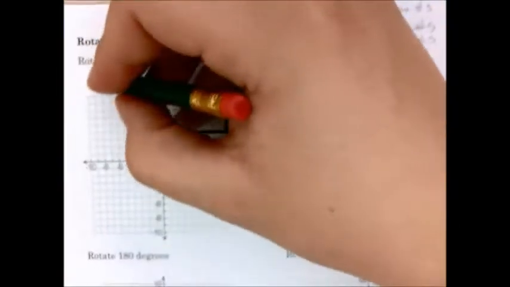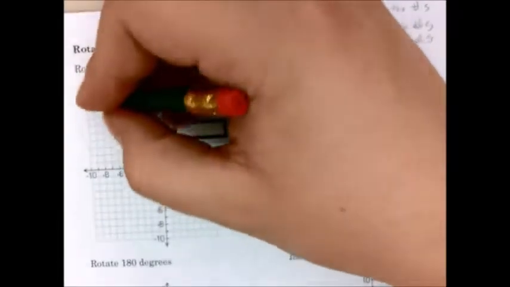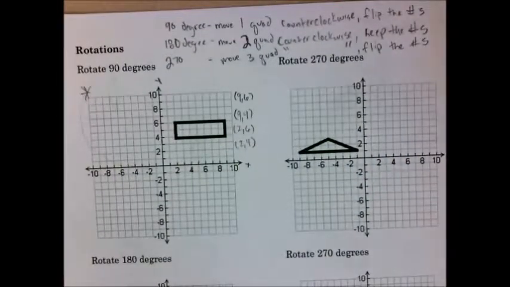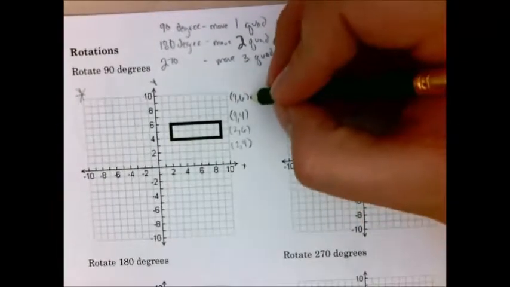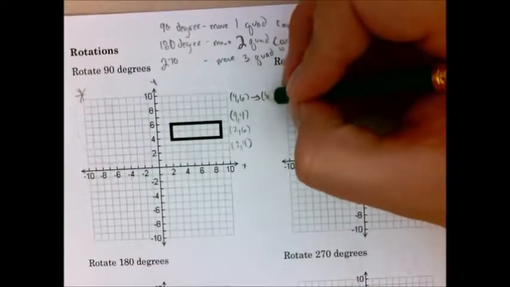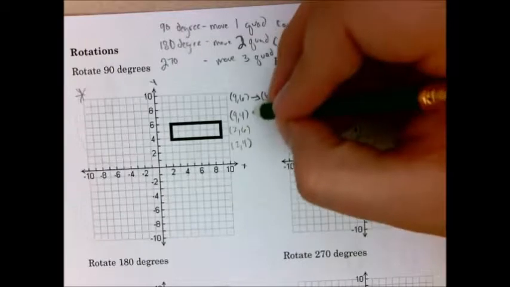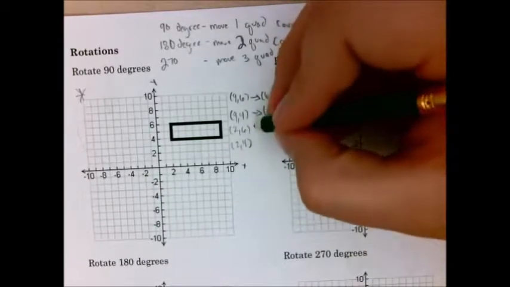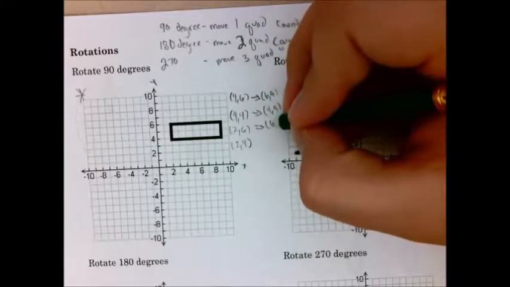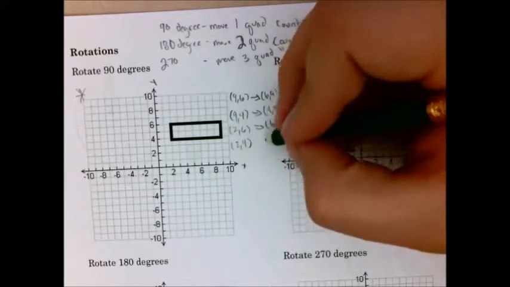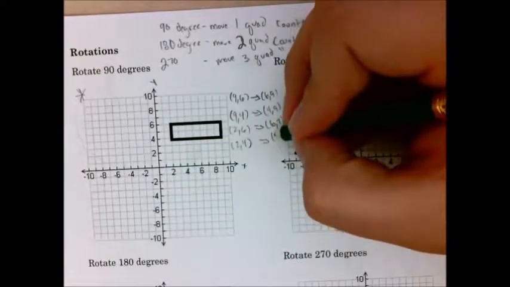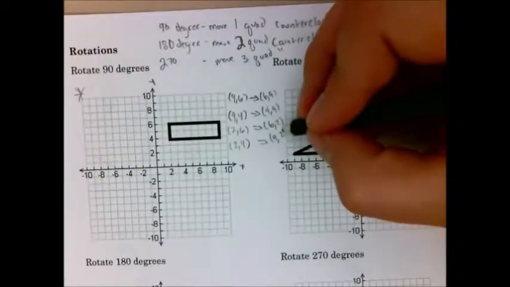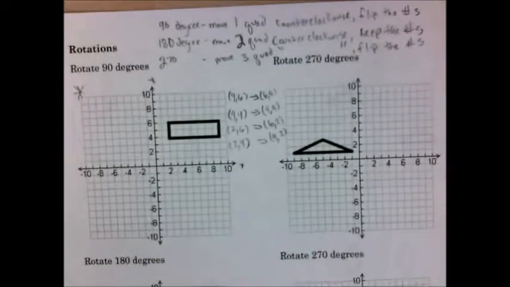What we're going to do is move one quadrant. That means we're using this quadrant right here, and we're flipping the numbers. So 9, 6 becomes 6, 9. 9, 4 becomes 4, 9. 2, 6 becomes 6, 2. And 2, 4 becomes 4, 2. So this is what all the numbers are going to be changing to.